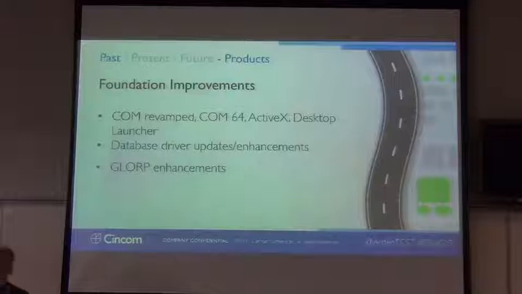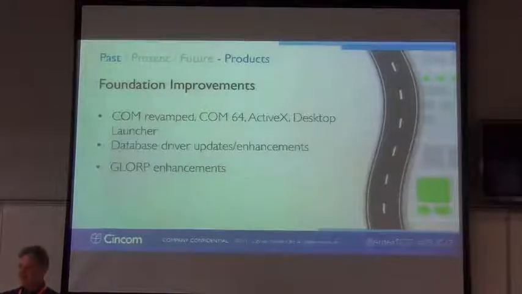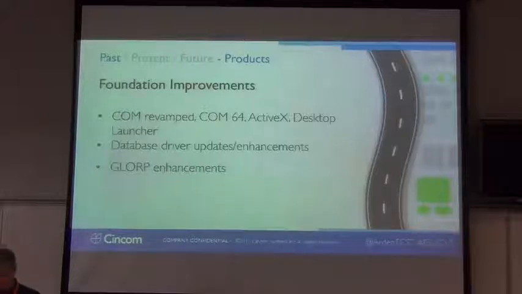In the past, some big foundation improvements. We've revamped our COM framework, introduced COM64, a desktop launcher, the icon on the Windows and Mac OS desktop does something very useful. You can use that. We continue to make a lot of enhancements to GLORP, generalized lightweight object relational persistence, with each release.